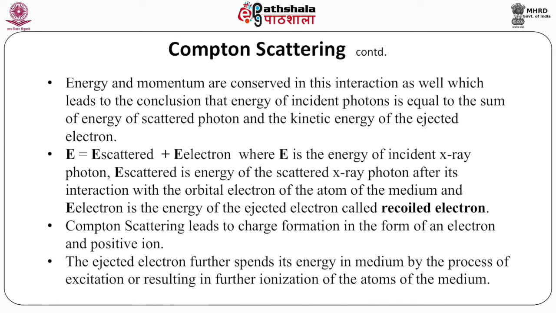Compton scattering leads to charge formation in the form of an electron and positive ion. The ejected electron further spends its energy in medium by the process of excitation or resulting in further ionization of the atoms of the medium.